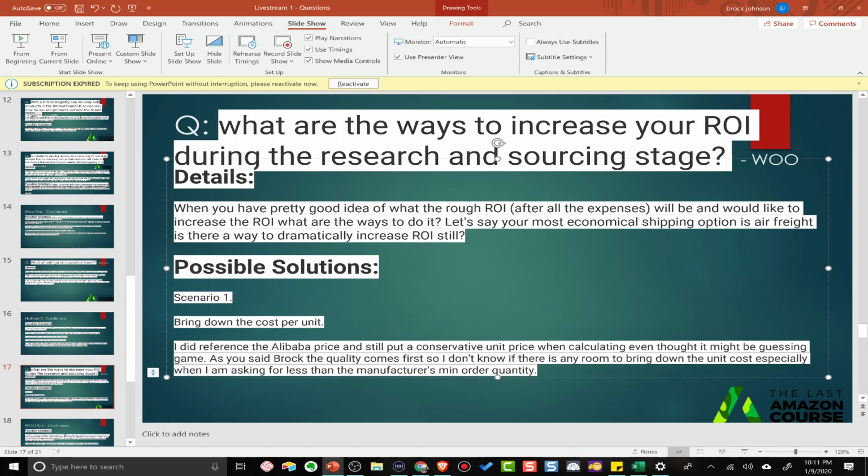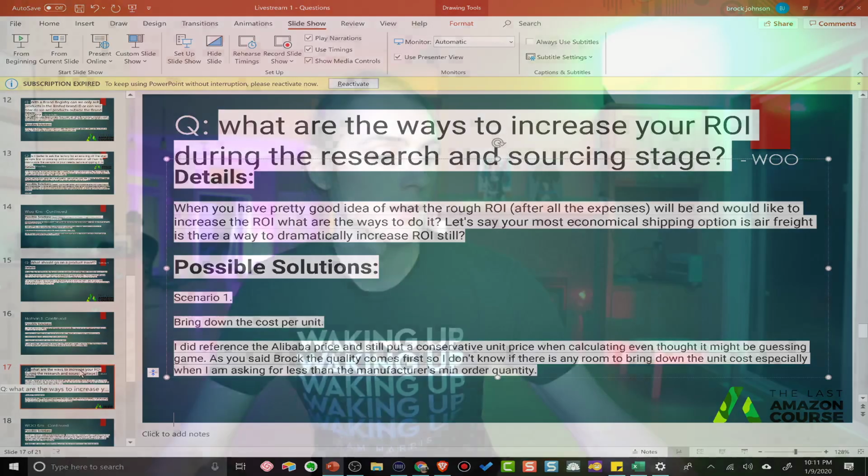Quality comes first. I like this. If there's any room to bring down the unit cost, especially when I'm asking for less than the manufacturer's minimum order quantity. So basically the question here is, how are you going to increase your ROI? Now, I like what you're saying on quality, but the way that you're going to do that is more of a product and market fit.